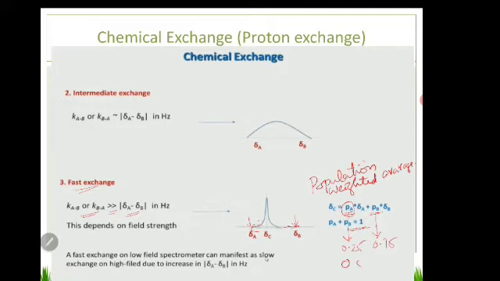If it is 0.5 and 0.5, what is going to happen? The peak will appear at the center. So it depends on the population weighted average. Please understand that.